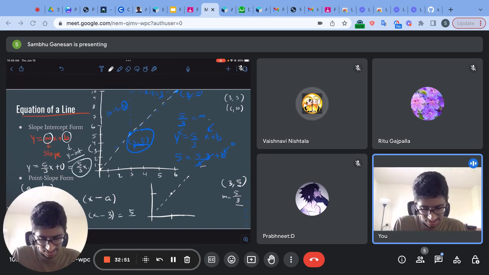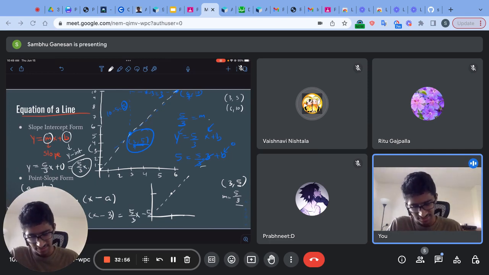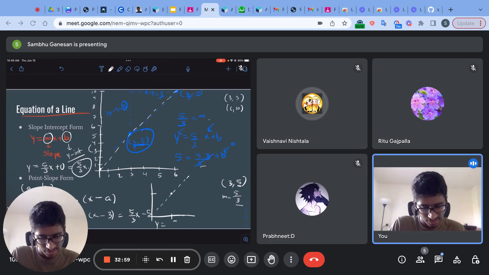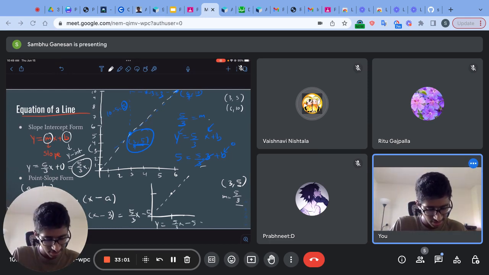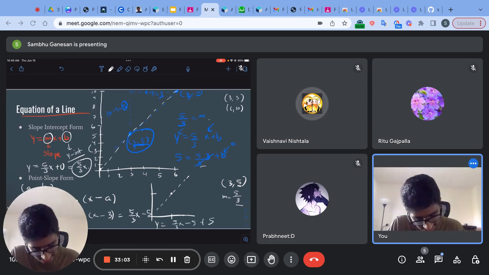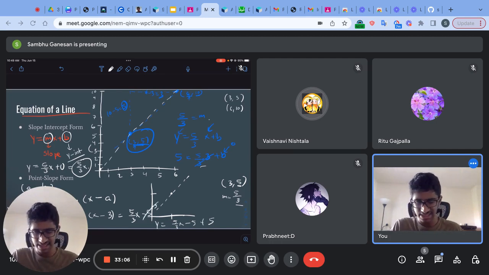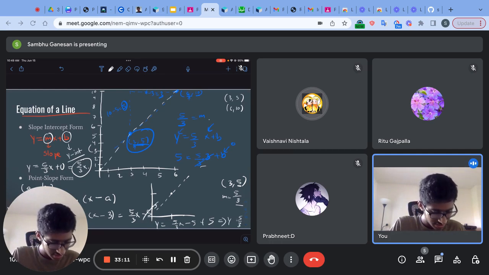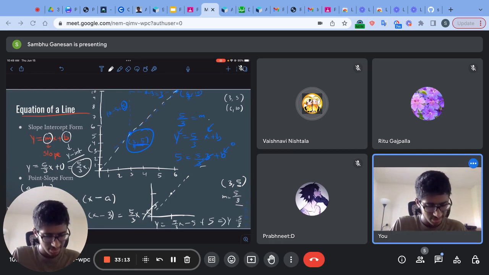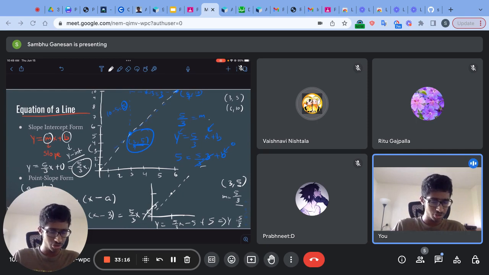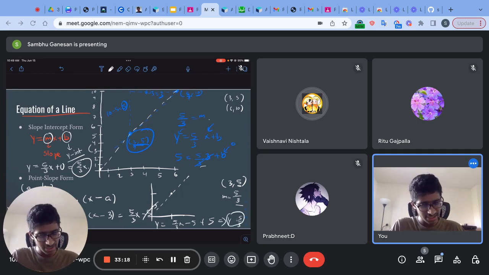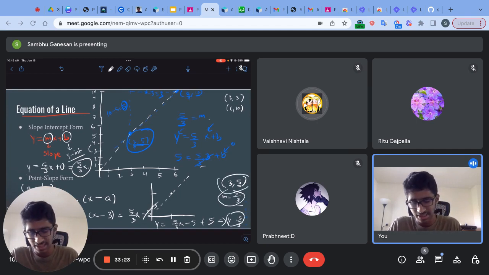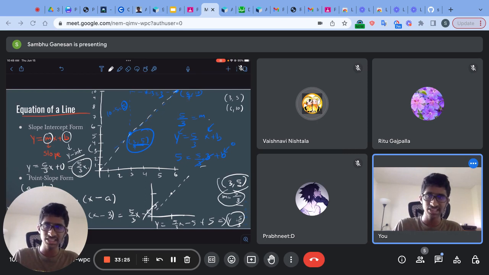So you get 5 over 3x, just expanding this side, minus 5, and that is equal to y minus 5. So we know that y equals 5 over 3x minus 5 plus 5, because you're just adding plus 5 to both sides right here. And these things cancel, and clearly y equals nothing but 5 over 3x. So the equation with slope 5 over 3 passing through this point has to be y equal to 5 over 3x. Does that make sense?